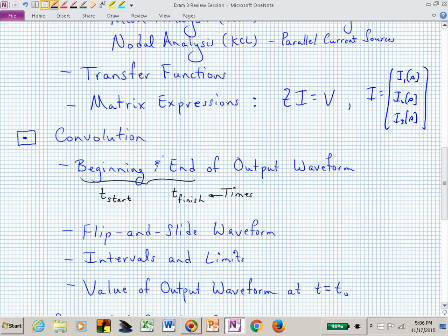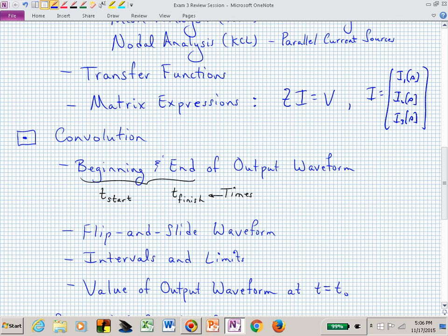I could even ask you to flip and slide a waveform, or flip a waveform and include the t so that it could be slid from -infinity up to +infinity. I might ask you to give me the integral expressions between t equals 4 and t equals 20 on some convolution example that might have many more integral expressions than just between 4 and 20. But I may just ask you, give me some correct intervals and limits on those convolution integrals that would accurately define that output waveform without actually calculating the result.